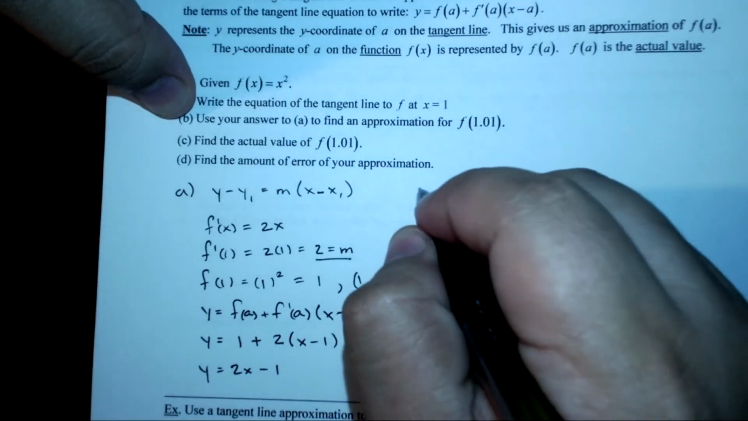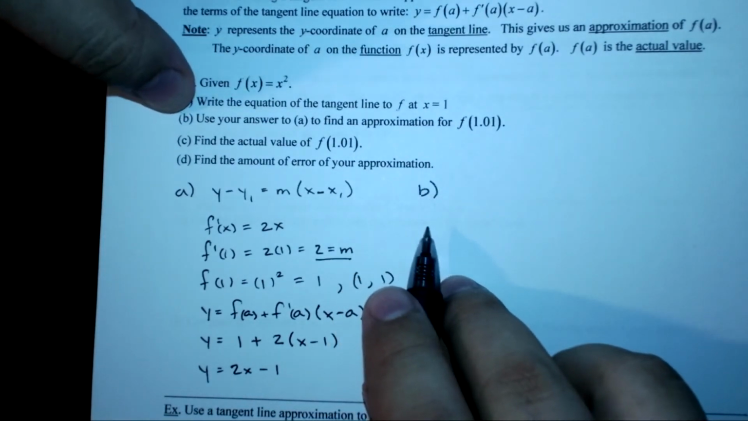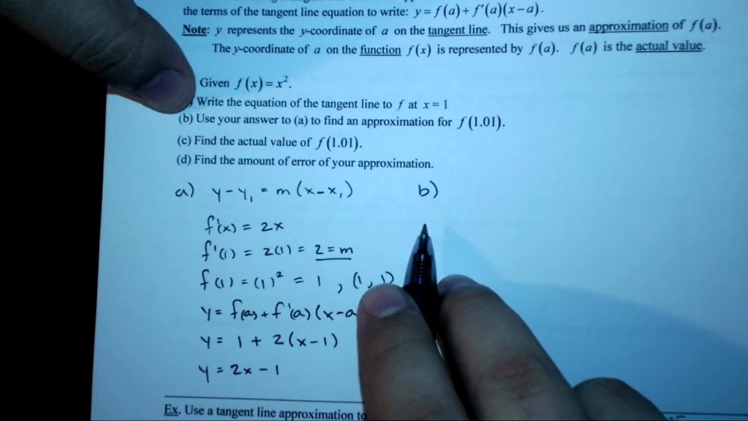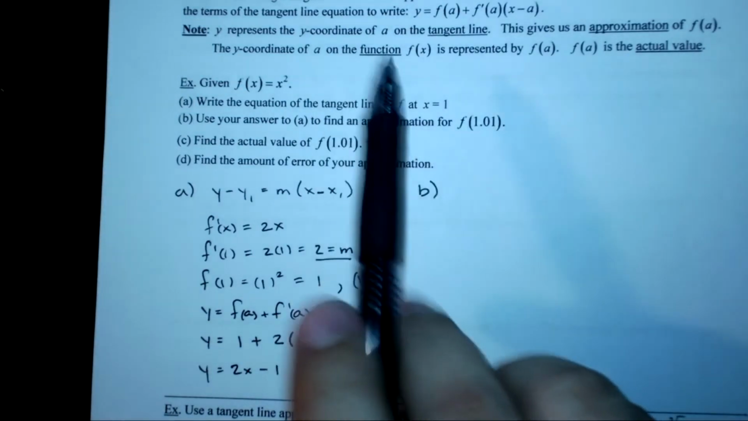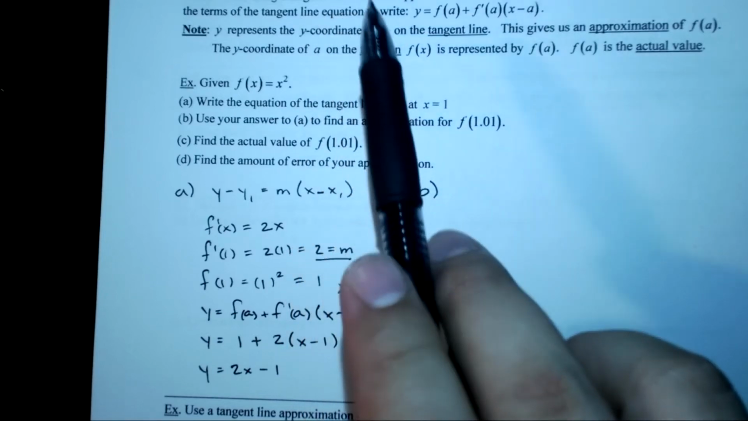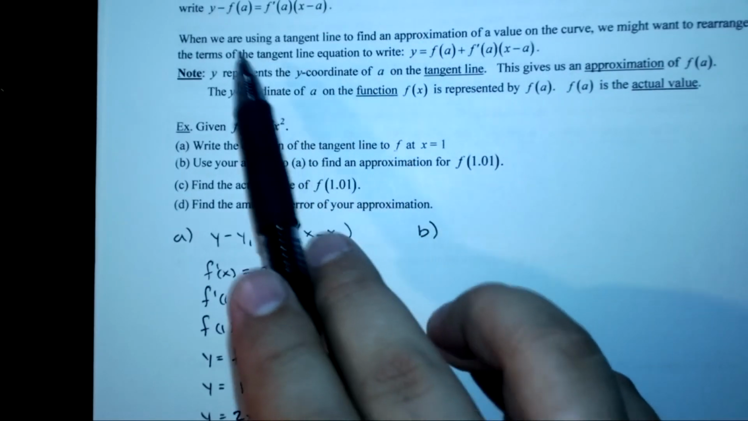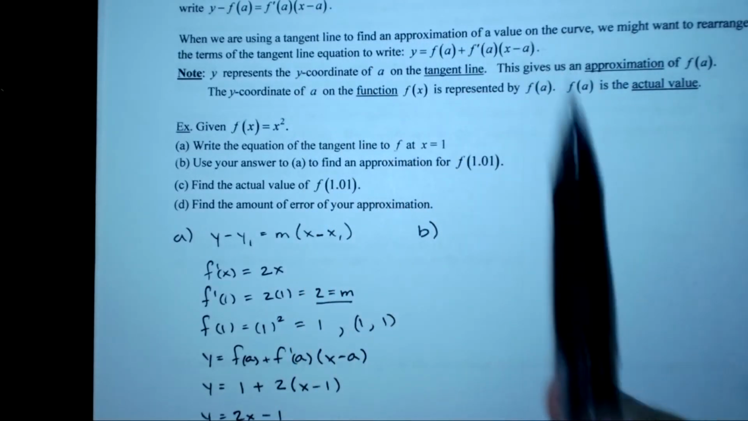Now in part B, they say use your answer to A to find an approximation for f of 1.01. Now this is what we were saying up here. It says that we can use the equation of the tangent line. You can use the tangent line to find the approximation of the value on the curve.